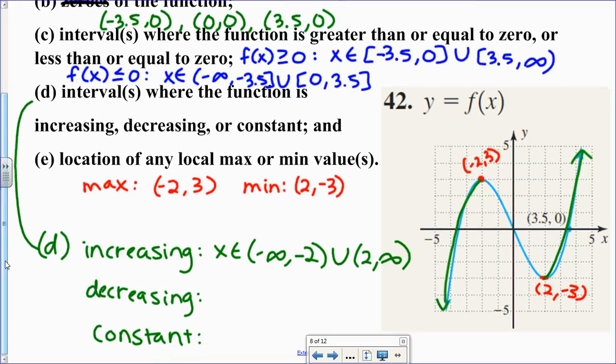Okay, decreasing. Looks like I'm decreasing there. So one interval means, or one place on the graph means one interval. We always read it in terms of x, so we're looking at our x coordinates. So that will be negative 2 to 2. And then I'm constant nowhere.